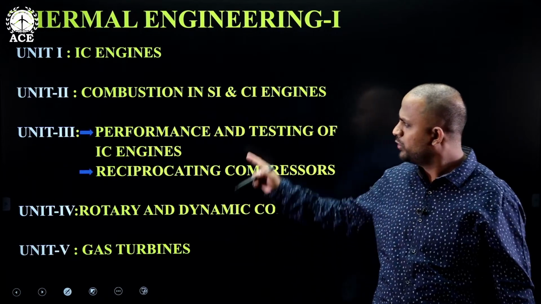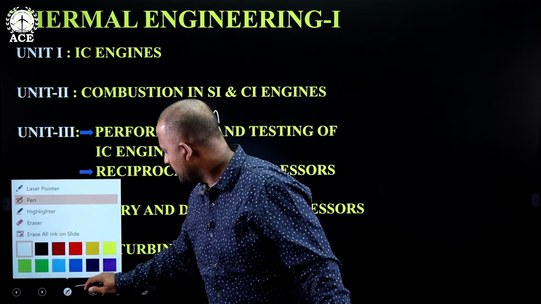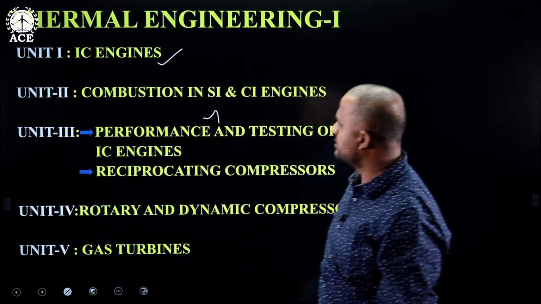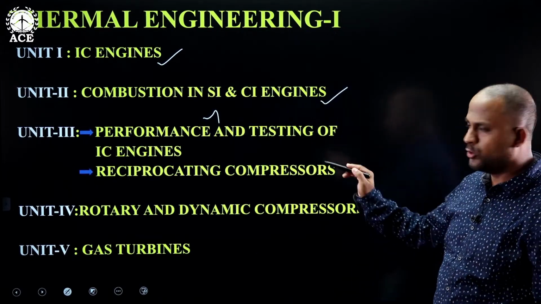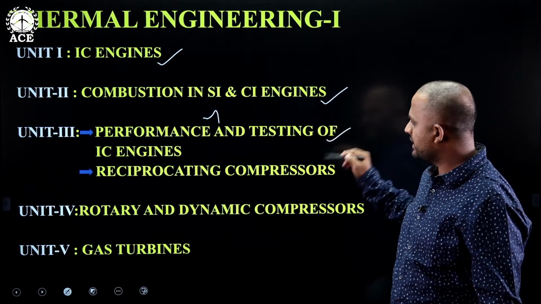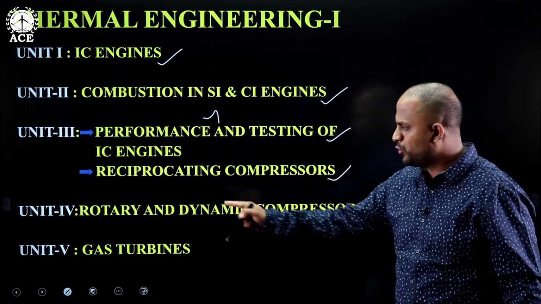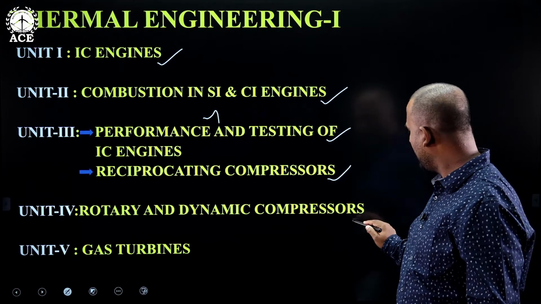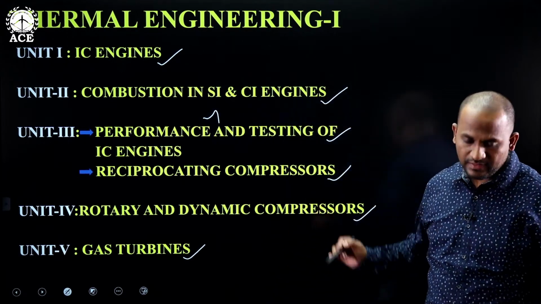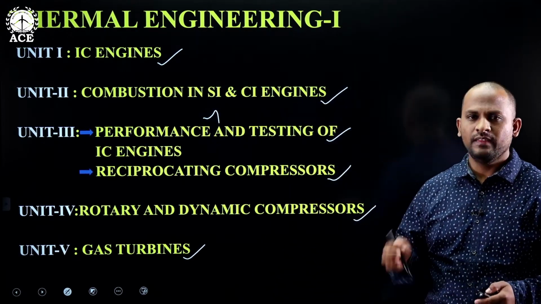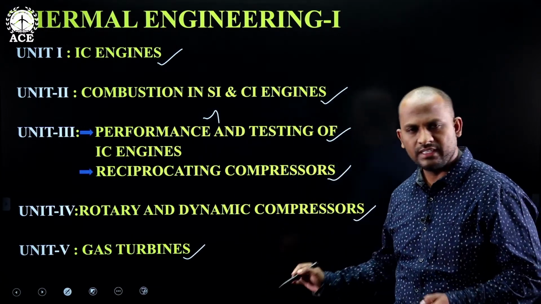Now what are the various contents present in this Thermal Engineering 1 subject? There are 5 units. Unit 1 deals with the IC engines. Unit 2 deals with the combustion in SI engine and CI engine. Unit 3 deals with the performance testing of the IC engine, along with reciprocating compressors. Unit 4 deals with the rotary and dynamic compressors. Unit 5 deals with the gas turbines. Here in Thermal Engineering 1, we are discussing 3 systems: one is IC engines, the second is compressors, and the third is gas turbines.